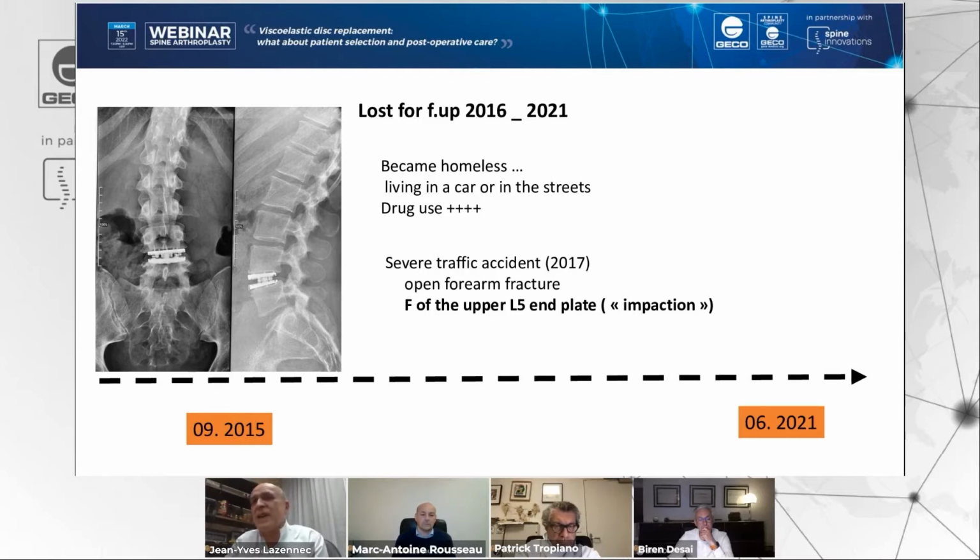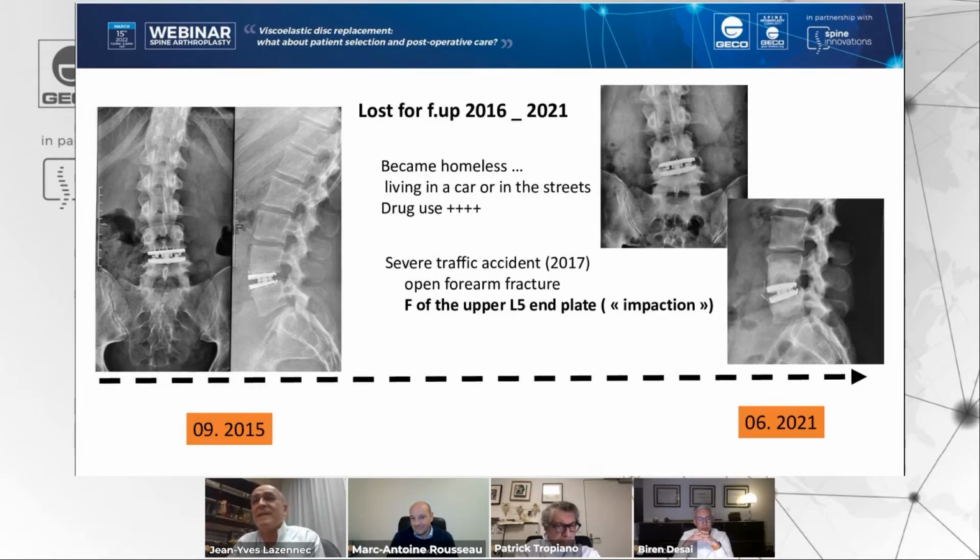And in addition, she had a severe traffic accident with an open forearm fracture. And the information I got was a fracture of the upper L5 end plate, an impaction. I don't have the X-ray, but you will see what happened. This is what I discovered in June 2021.